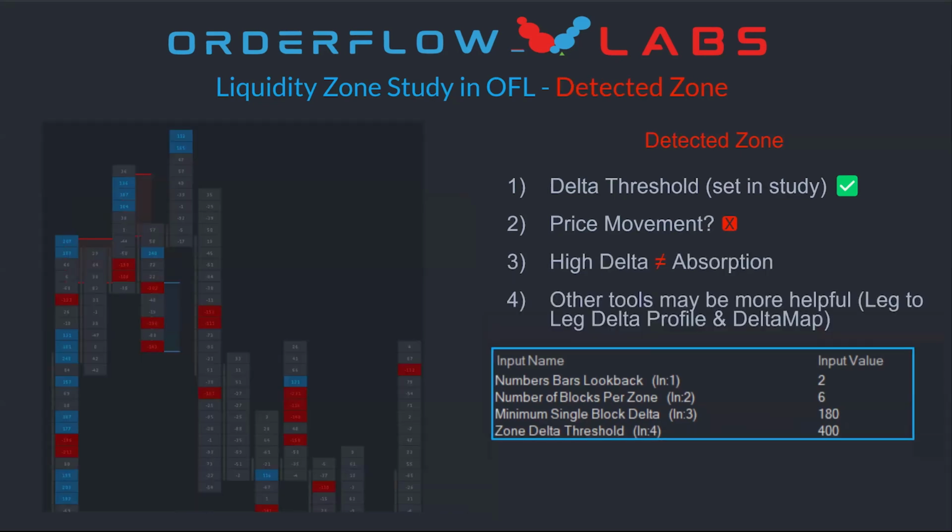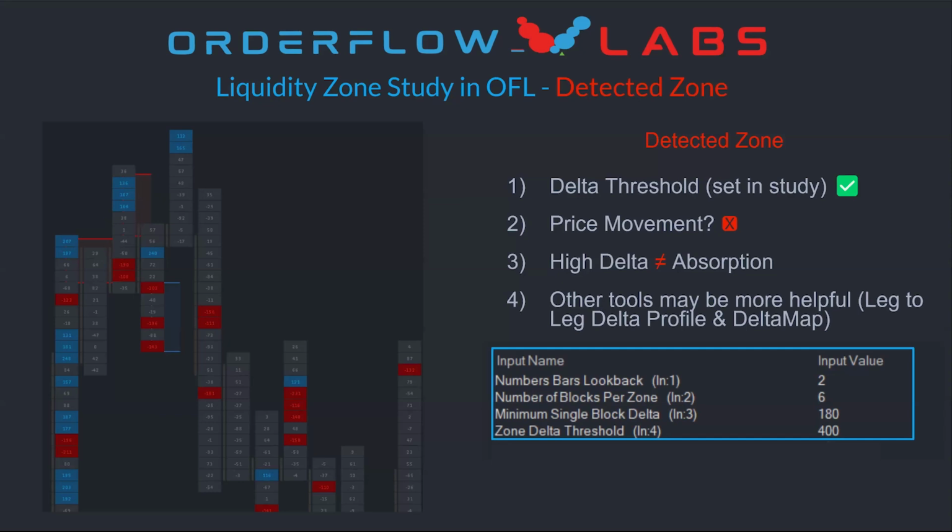Then we also have a detected zone. This has become, I would say, less popular because the next thing we're going to cover here in just a minute is what we call leg to leg profiles. And because of the way that we're looking at delta from a leg to leg standpoint, we're not really using the detected zones anymore, but it is available.